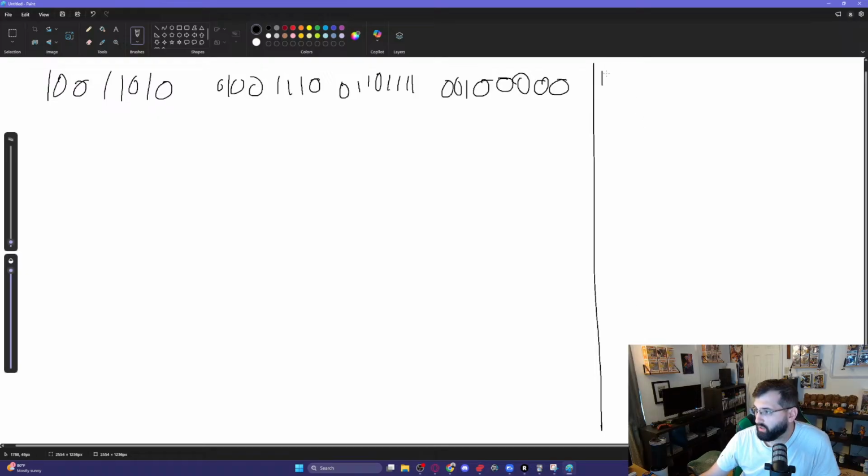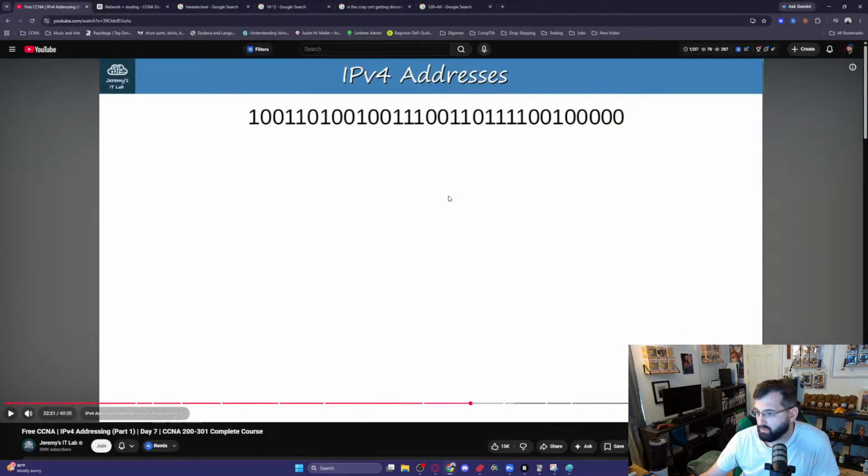Let's see here. 120. Damn it. Boson worked really well, but it does cost money.